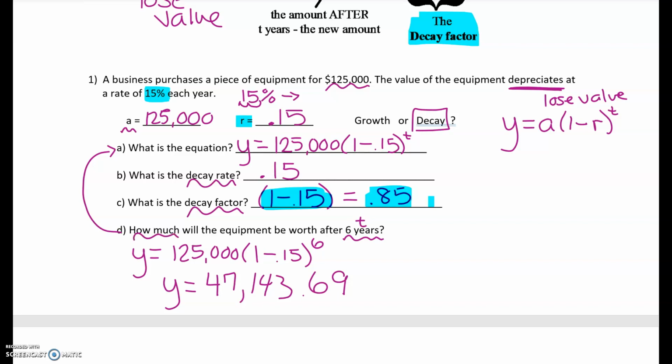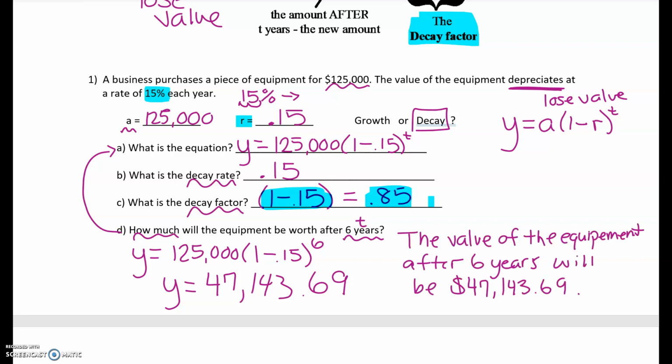So go ahead and take a second, write a sentence that could answer that question. All right, so here is my sentence. I put the value of the equipment after 6 years will be $47,143.69. Notice I have a full sentence. I tell you that I'm talking about the value of the equipment after a certain amount of time that we asked, and I gave the actual money value with the dollar sign in the front. Okay, let's look at the next one.